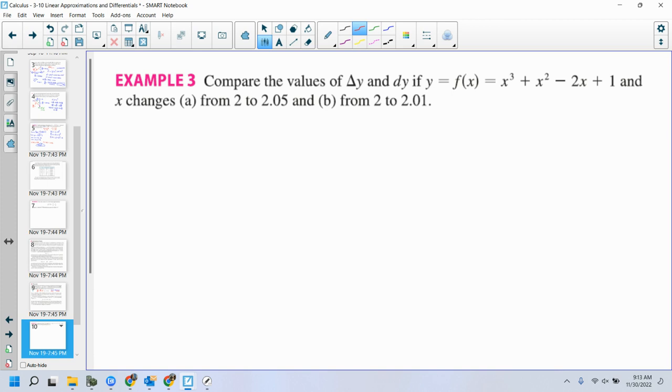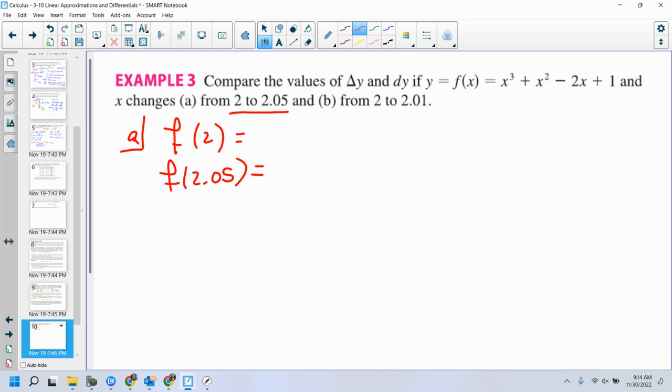If y is equivalent to f of x, which is x to the third plus x squared minus 2x plus 1, and x changes, we've got two different sets of values, from 2 to 2.05 and from 2 to 2.01. Let's first start by calculating delta y, the change in y. I'm giving you two x values here. So for part A, I'm going to find f of 2 and then find f of 2.05. This is all to find the value of the change in y, delta y.